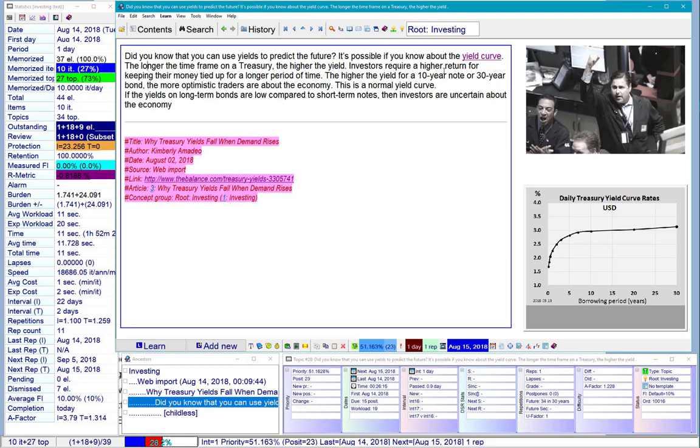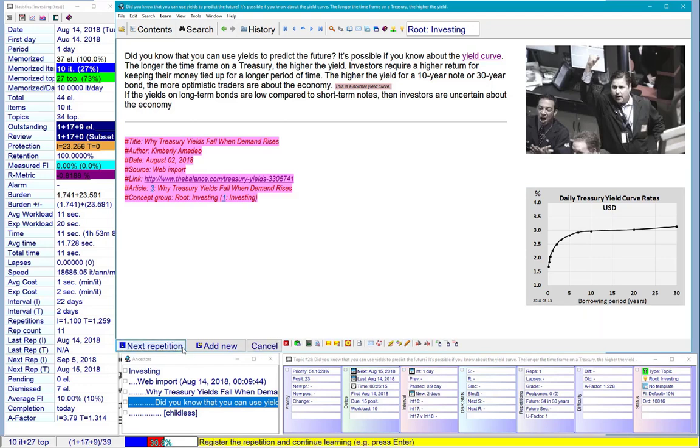The higher the yield for a 10-year note, the more optimistic traders are about the economy. This is a normal yield curve. Oh, it's an abnormal yield curve. If the yields of long-term bonds are low compared to short-term bonds, then this shows uncertainty about the economy. This is very unclear. I'll just ignore it, but leave it, just in case.